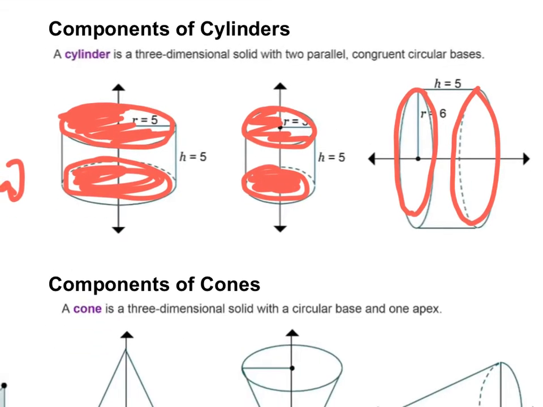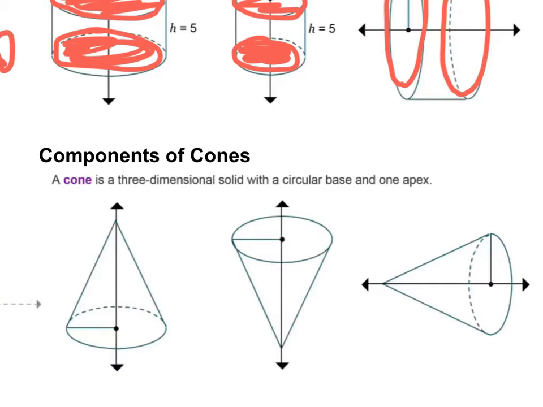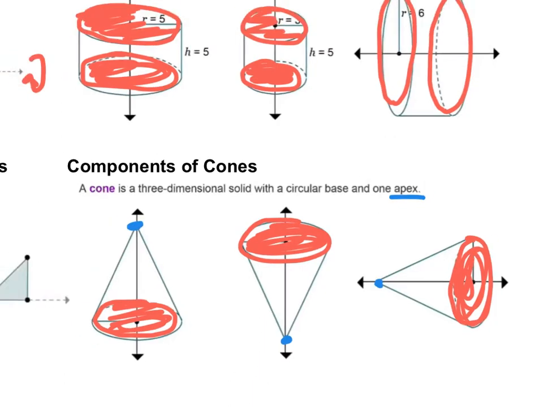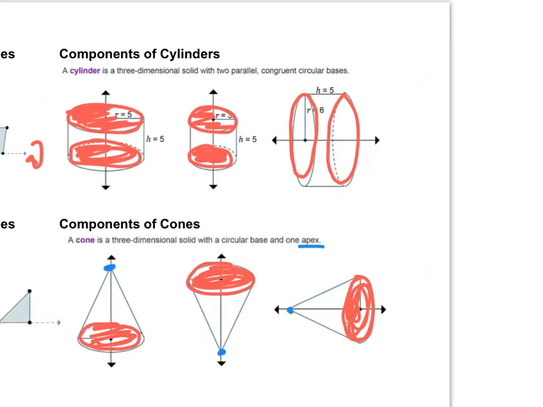Now the difference between that and a cone is that a cone has one circular base, and you have that on all of these different ones, but each of them has an apex, and the apex is the very top. So a cylinder is kind of similar to a prism, and a cone is kind of similar to a pyramid. It's just that we have rounded surfaces.